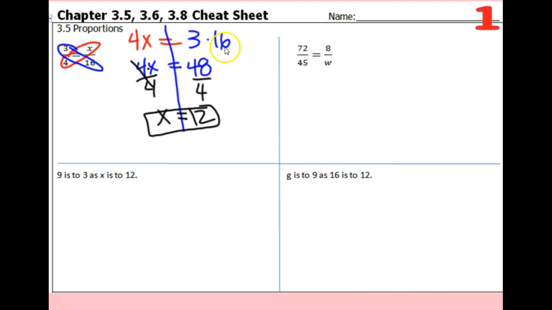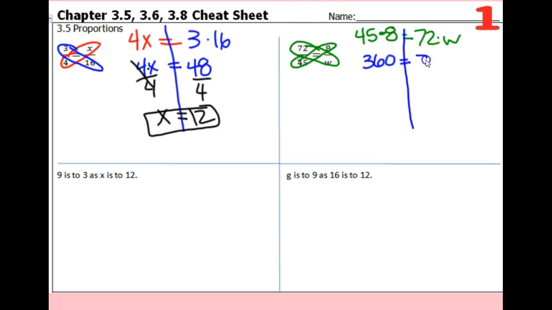We're going to solve the same thing over here. 45 times 8 on one side, and set it equal to the other, which is 72 times w, or 72w. So 45 times 8 gives me 360, and over here we just have 72w.